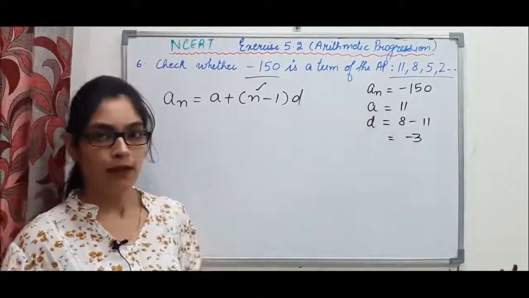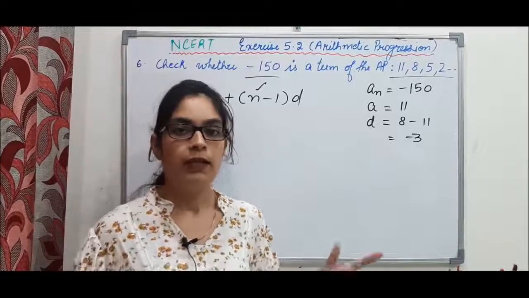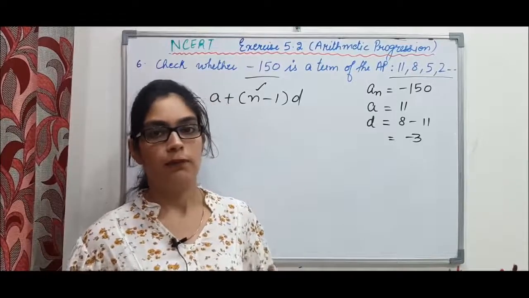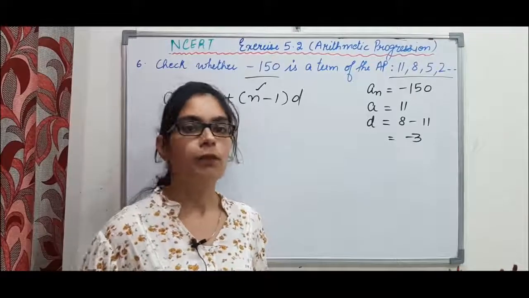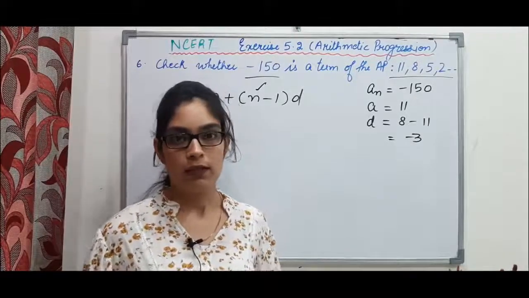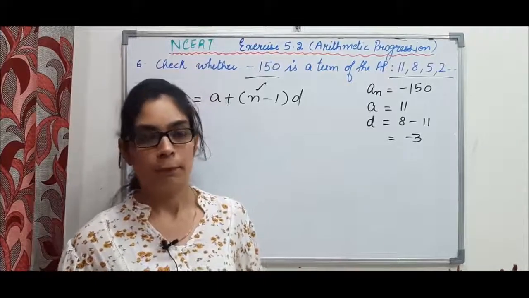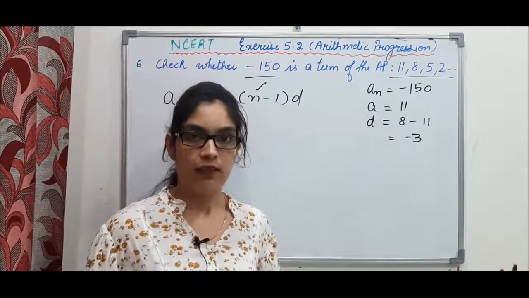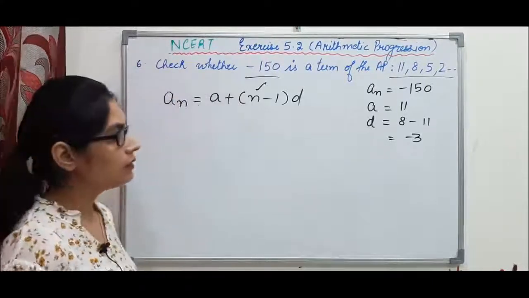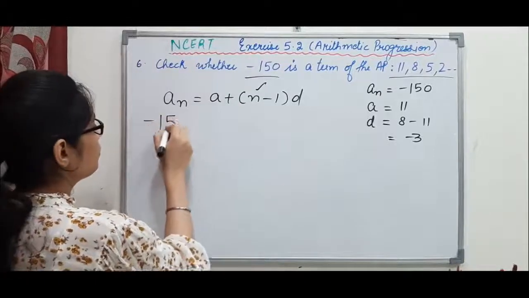Why? Because n means number of terms, and number of terms will always be a number, like first term, second term, third term. It cannot be negative also, because I cannot say this term is minus 1 term, this term is 1.5th term. So in that way I cannot say terms. It will always be first, second, third, and so on. So let's check now. An I will substitute as minus 150.